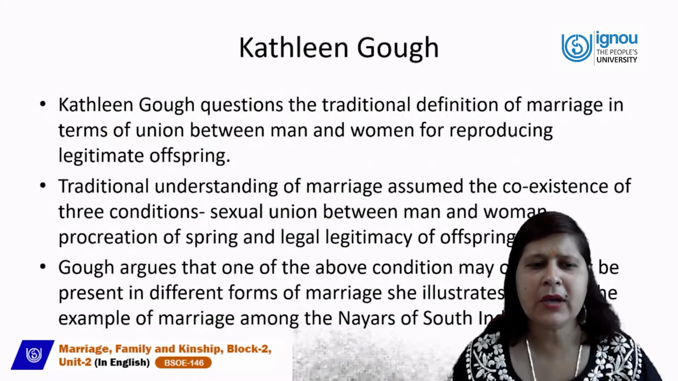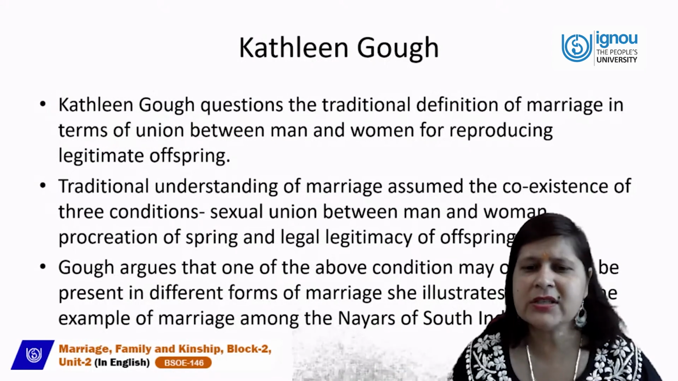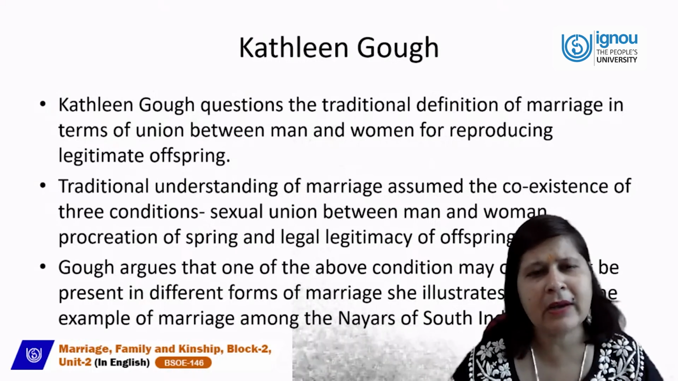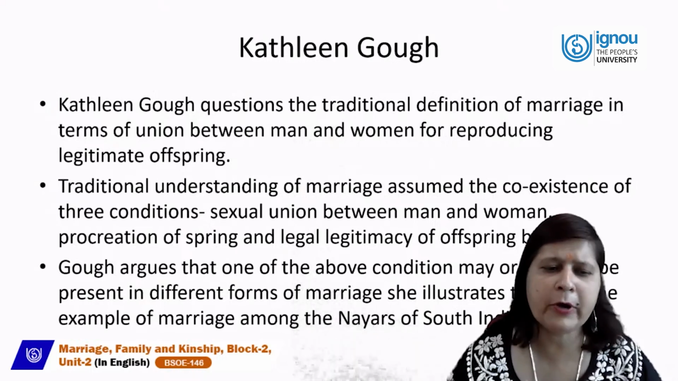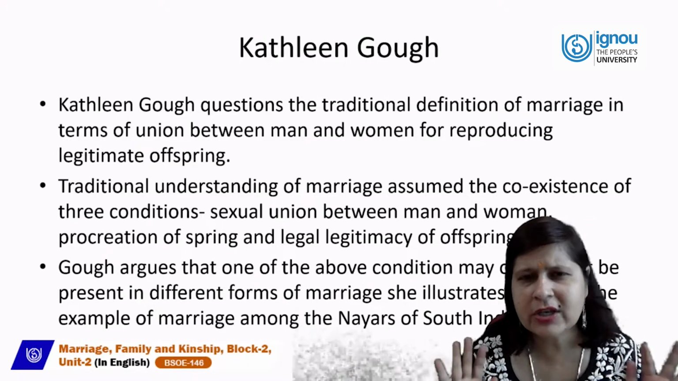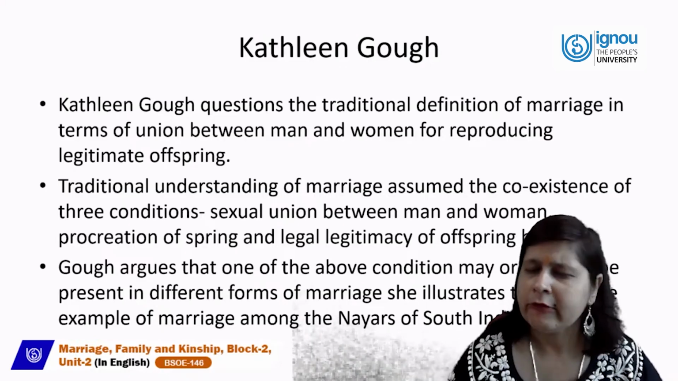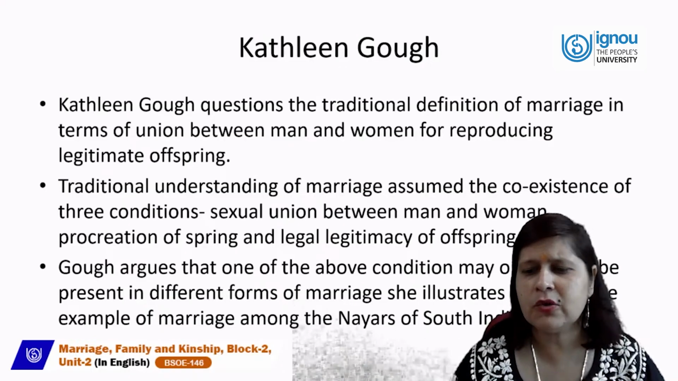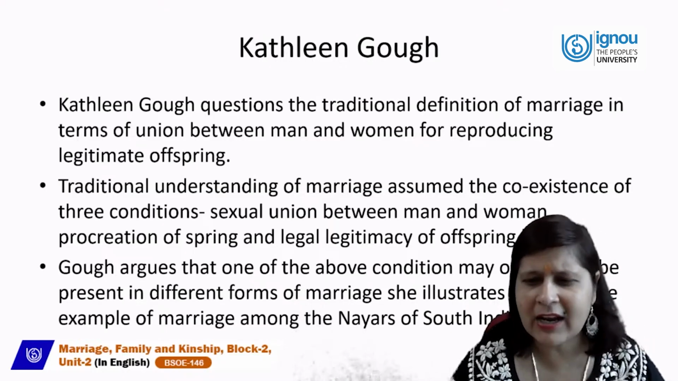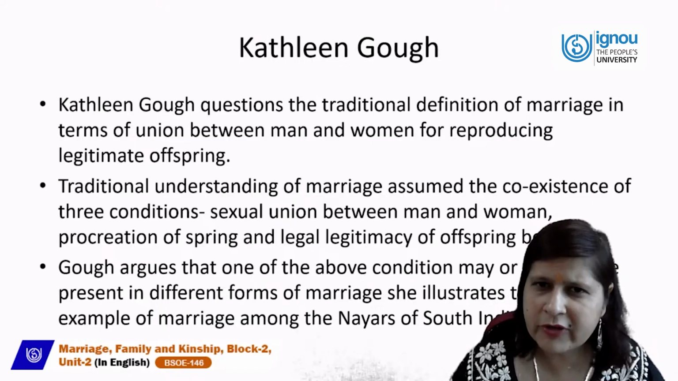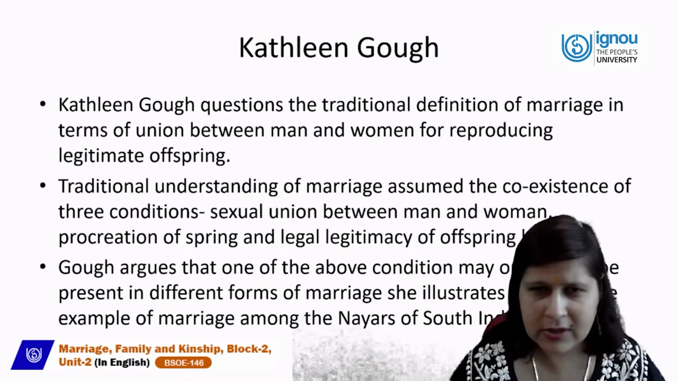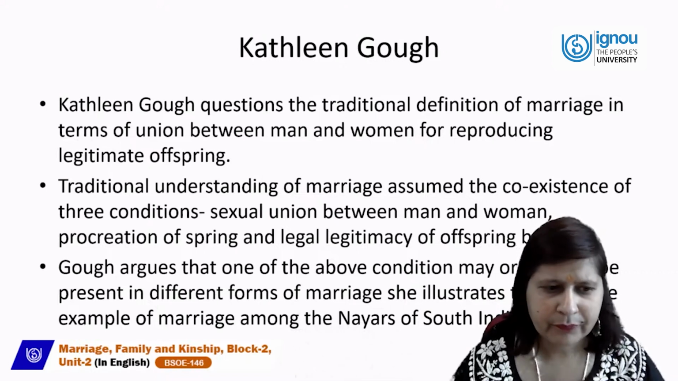Kathleen Gough questions the traditional definition of marriage as a union between man and woman for reproducing legitimate offspring. The traditional understanding of marriage assumes the coexistence of three conditions: the sexual union between the male and the female, procreation of the offspring, and the legal legitimacy of the offspring born. So these are the three things.